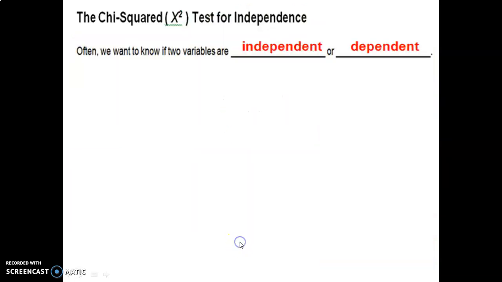Let's continue on now. So now we're going to talk about the chi-squared test for independence. This is a symbol often used for the chi-squared statistic. This statistic is specifically used to see if two variables are independent or dependent. That is why it's called the test for independence. So we have two variables, and we want to know if one variable affects the other one's outcome or not. All right, so we're testing for independence or dependence.